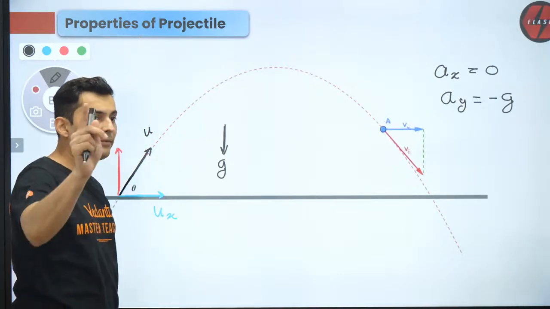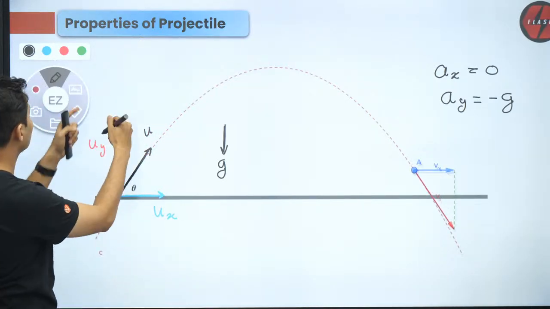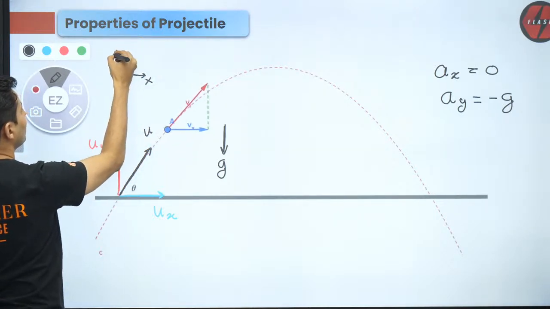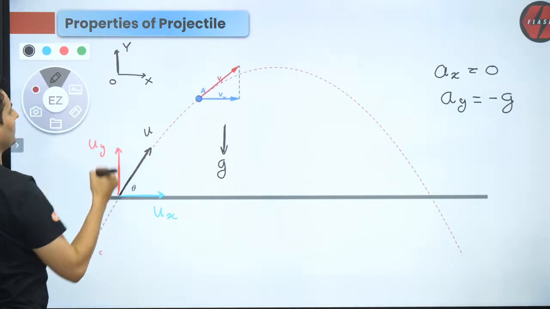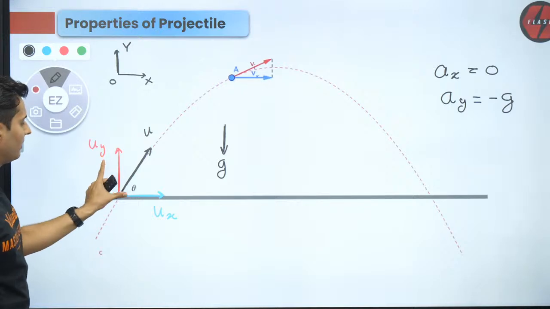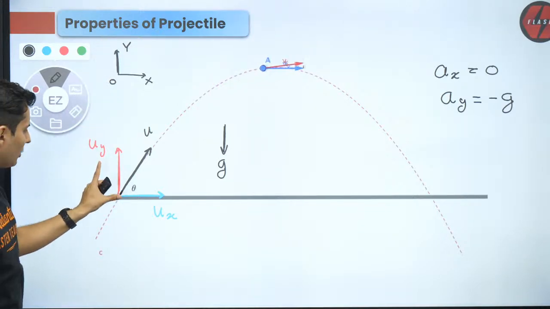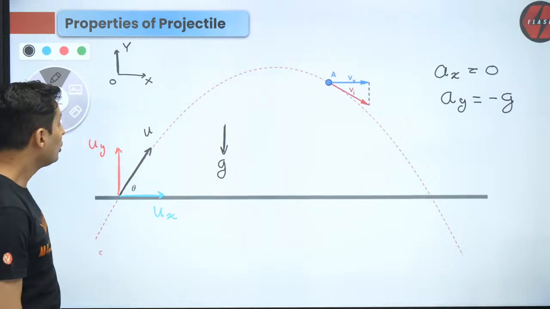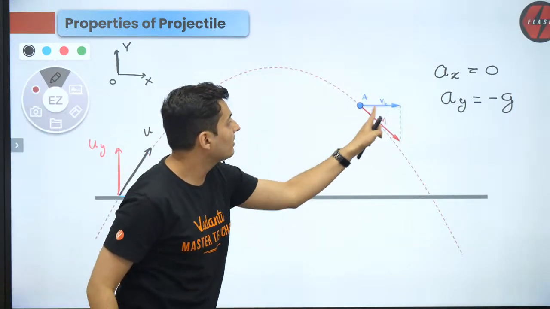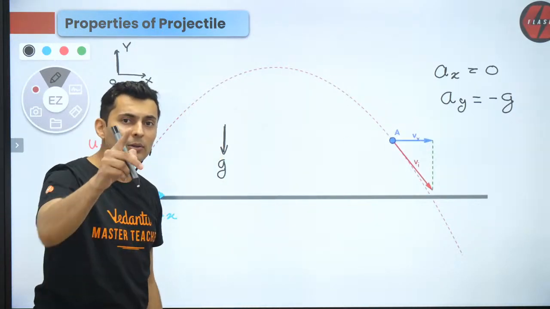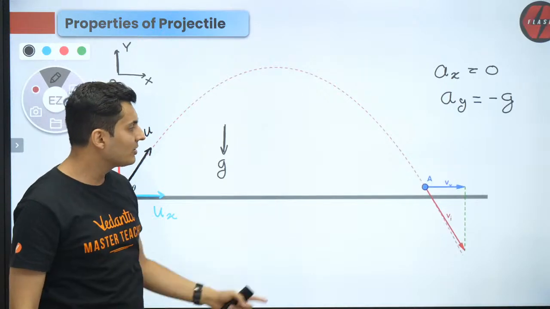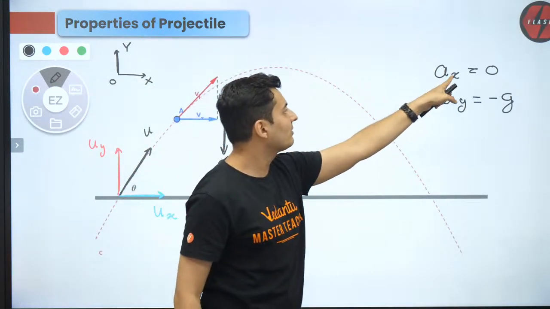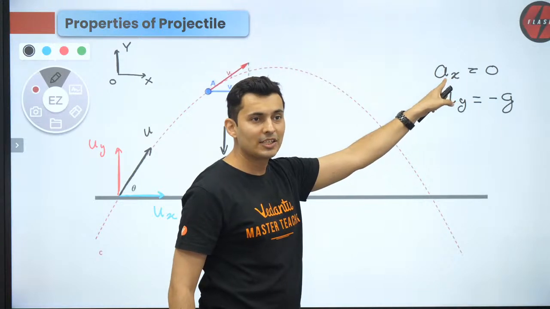Yes, I have taken upwards as positive because this is my y-axis. So understand, this is my x-axis, this is my y-axis, and this is origin. I don't want to put it over here because then the diagram will become very congested. Now, notice how the x velocity is never changing. Why do you think x velocity is not changing? Do you see that arrow mark? It never changes. Because of this, x acceleration is zero.